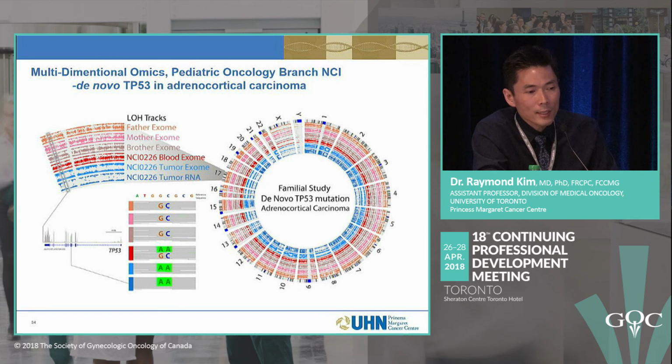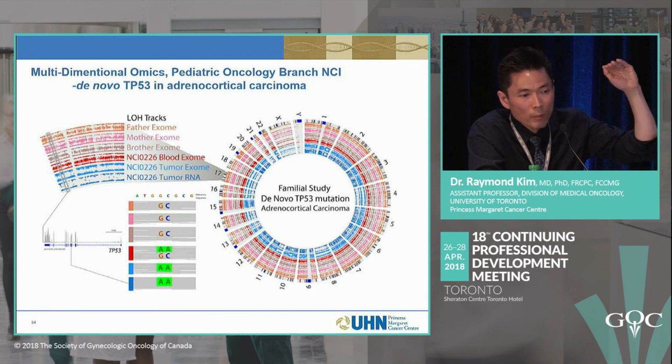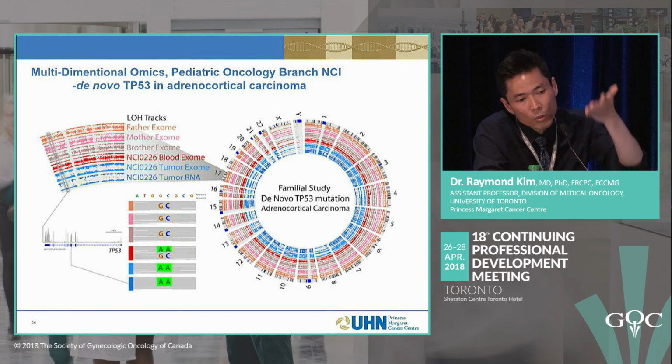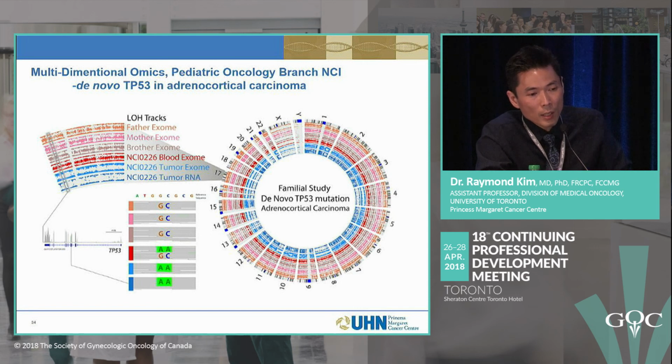So what we find is that when you look at whole genome sequencing in the tumor and the parent, here they looked at the father's exome, the brother's exome, the mother's exome, the proband's exome, which is the person who had the cancer, and they looked at the tumor and they looked at the RNA. Out comes a p53 mutation, saying that this p53 mutation is causing this patient's cancer.